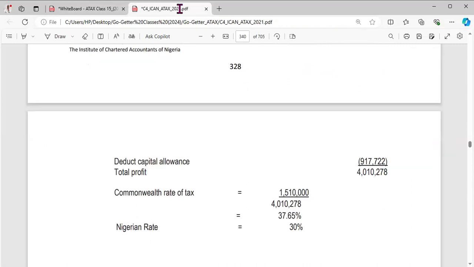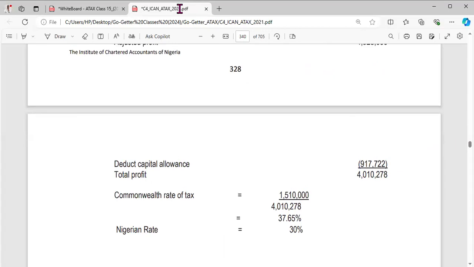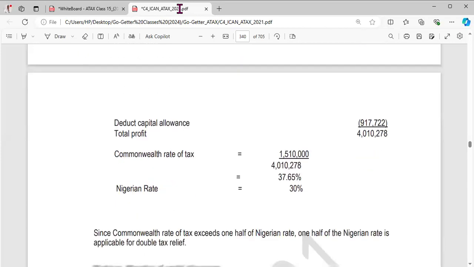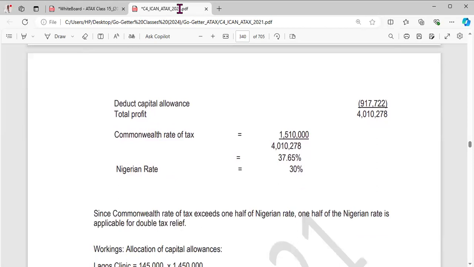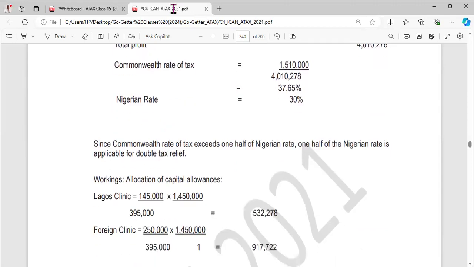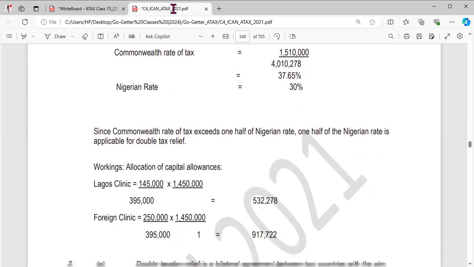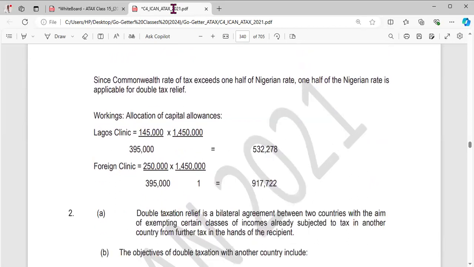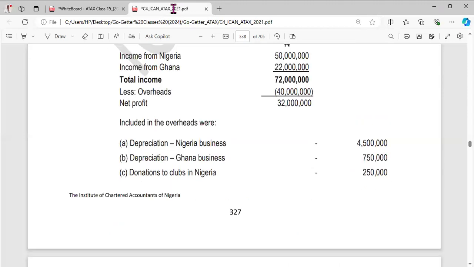The only difference I see here is the proration of the capital allowance, which is something we've learned from this question. If you are not given how the capital allowance was shared, or you are given depreciation, use the ratio of the depreciation for the two to allocate the capital allowance, because capital allowance is given in lieu of depreciation. So what we've done is not materially different.